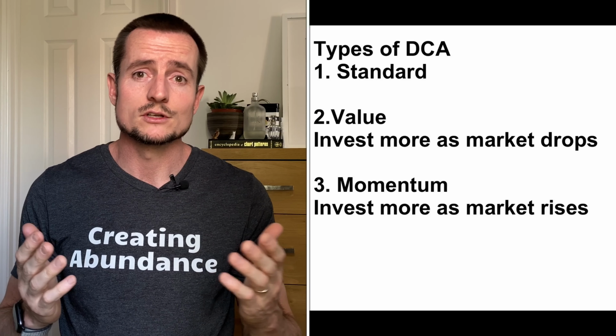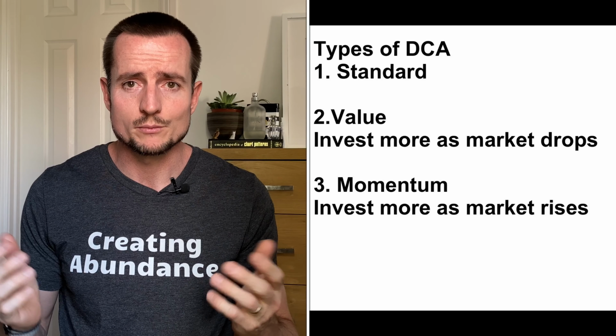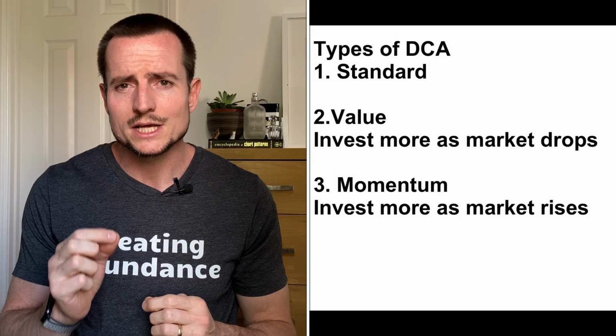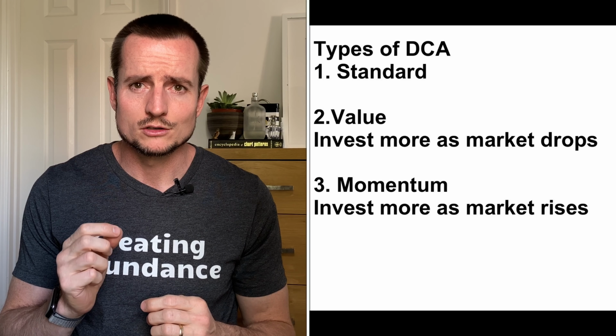Now, there are 3 types of dollar cost averaging. There is the standard dollar cost averaging, which is equal amounts over a period of time. The second one is value-based dollar cost averaging.